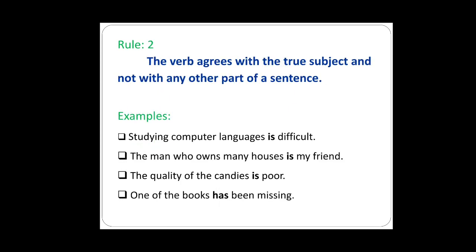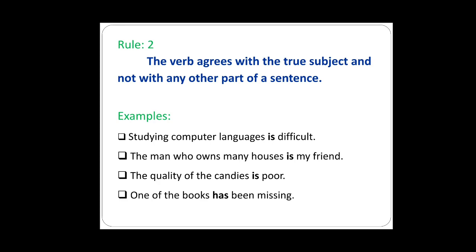Rule number 2. The verb agrees with the true subject and not with any other part of a sentence. Examples: studying computer languages is difficult. Here, the word studying is subject, so we use singular verb. The man who owns many houses is my friend. In this sentence, man is subject, it is singular, so we use singular verb.